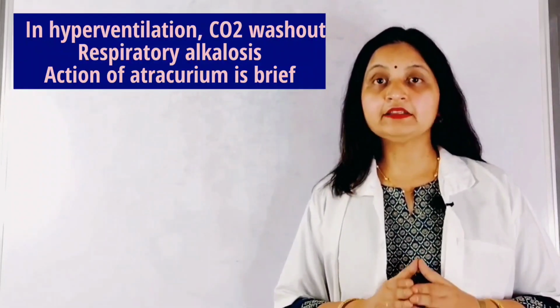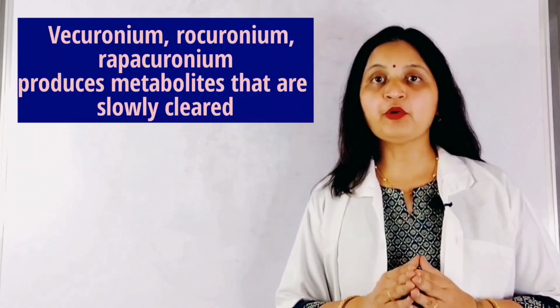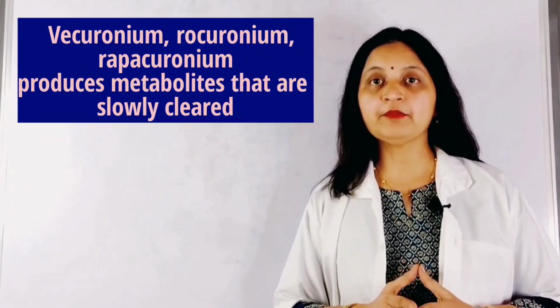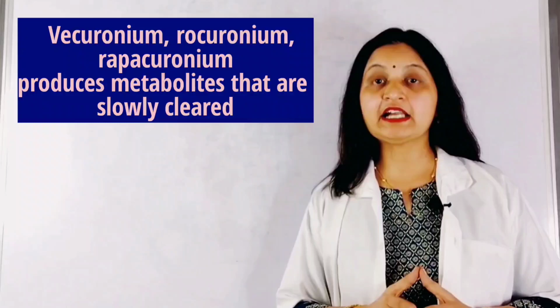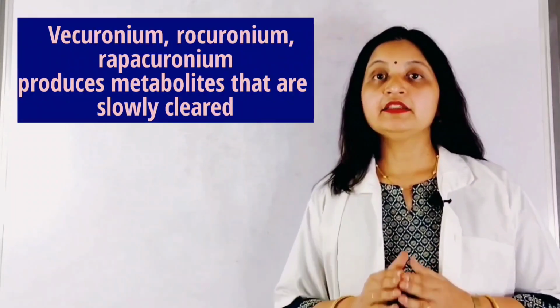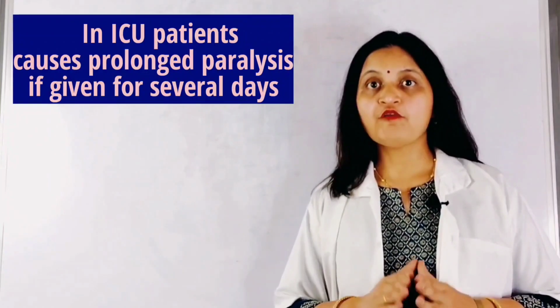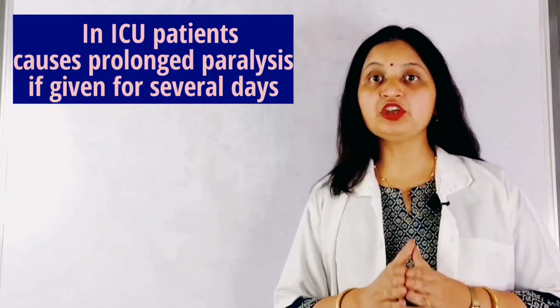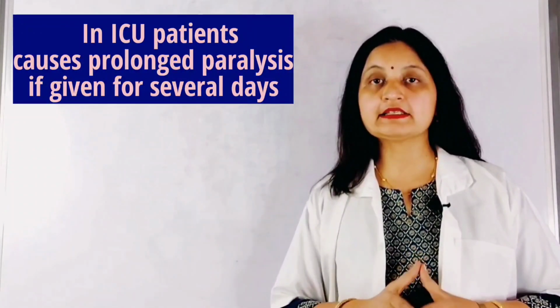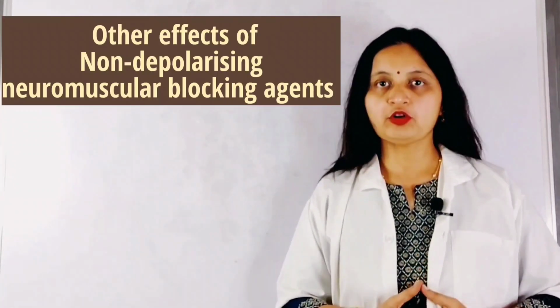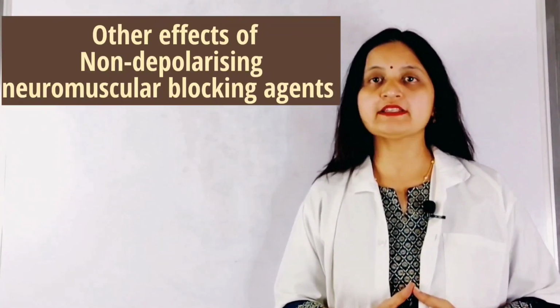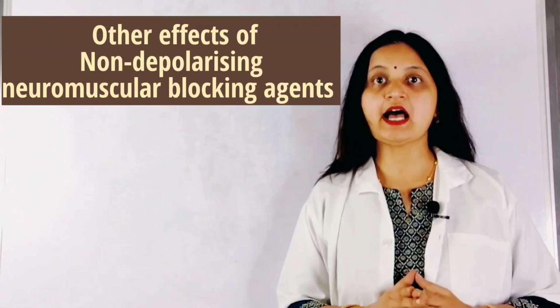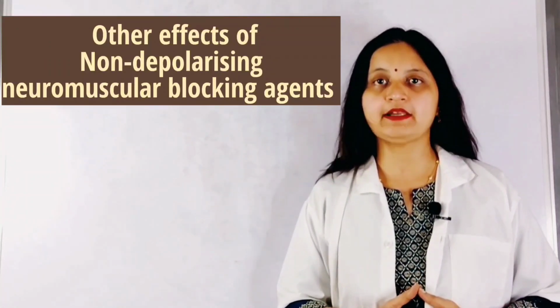Also do remember that the drugs that are metabolized in the liver such as vecuronium, rocuronium, rapacuronium produce metabolites that are slowly cleared. Thus, these drugs if given in ICU for several days show accumulation and prolonged paralysis. So now let's talk about the effects of non-depolarizing neuromuscular blocking agents other than skeletal muscle paralysis.